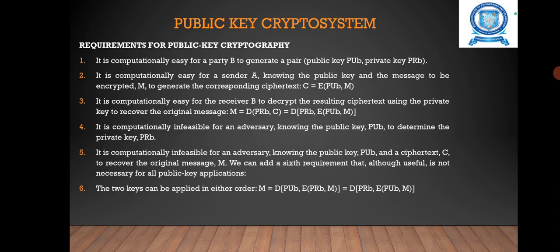Next, we are going to see the requirements for public key cryptography. It is computationally easy for a party B to generate a key pair. It is computationally easy for sender A, knowing the public key and the message to be encrypted, to generate the ciphertext. It is computationally easy for the receiver B to decrypt the resulting ciphertext using the private key to recover the original message. And it is computationally infeasible for an adversary knowing the public key and a ciphertext to recover the original message. We can add a 6th requirement, that it is not necessary for all public key applications.